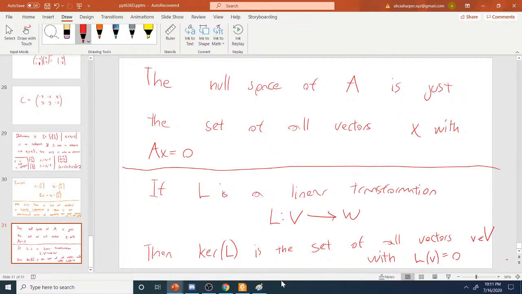In fact, in a certain sense, they are the same concept for finite dimensional vector spaces. When you're working with infinite dimensional vector spaces, the notion of kernel still makes sense. But the notion of null space doesn't really make sense because you don't really talk about infinite dimensional matrices, at least not usually. So these are the notions of null space and kernel.